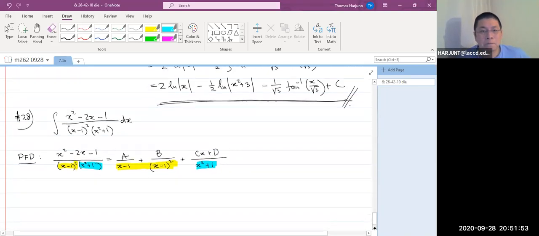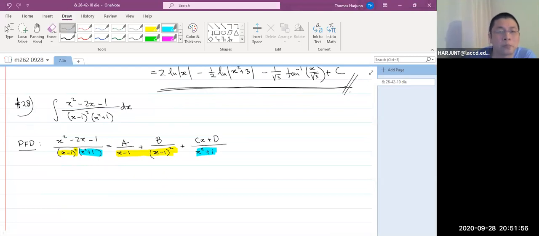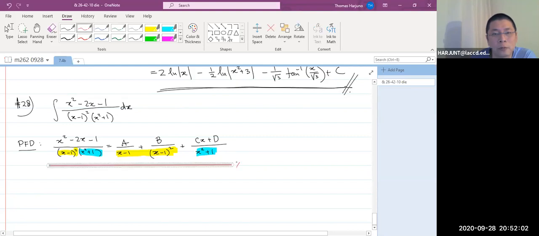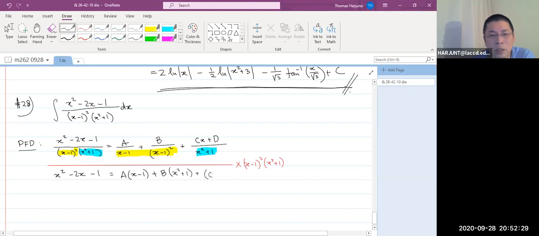And then I go on, multiply by the LCD, times (x minus 1) squared times (x squared plus 1). We get x squared minus 2x minus 1 equals a times (x minus 1) plus b times (x squared plus 1) plus (cx plus d) times (x minus 1) squared. Ooh, that's ugly.